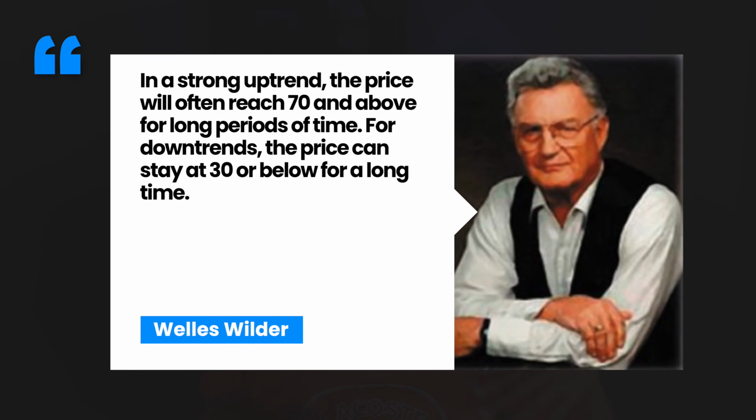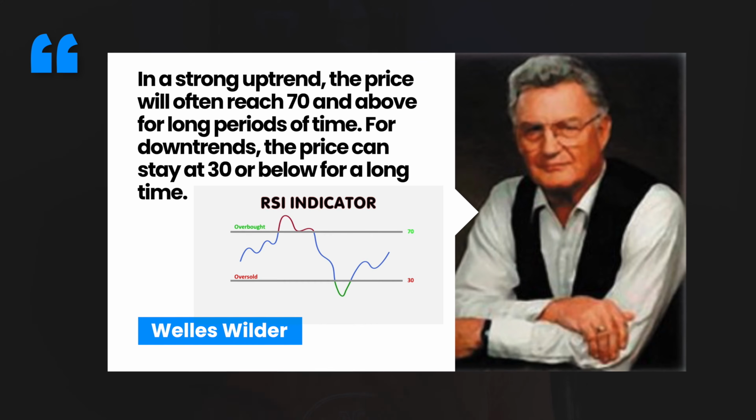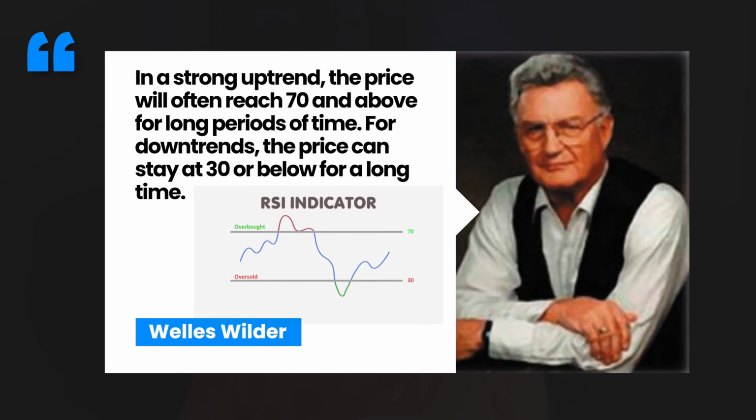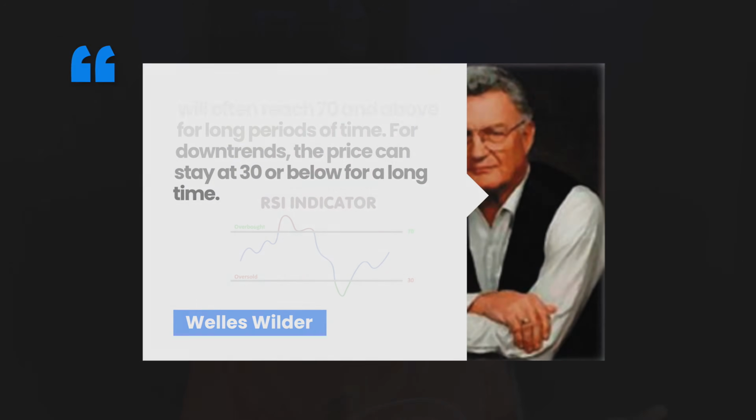This is the old school method, honey, and it was originally introduced to us in 1978 by Mr. Wallace Wilder, honey. Yes, I'm doing too much. According to Mr. Wilder's findings, in a strong market uptrend, the price will often reach 70 and above for long periods of time. And for downtrends, the price can stay at 30 or below for a long time also.